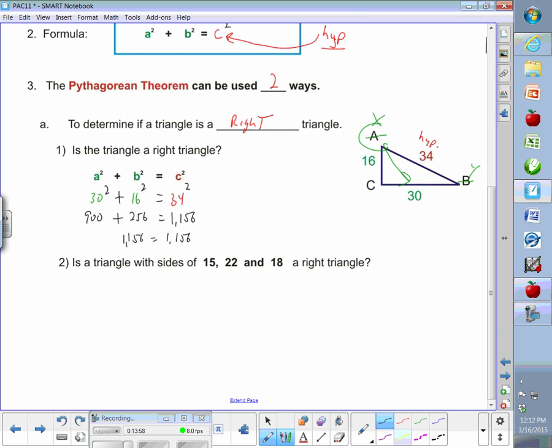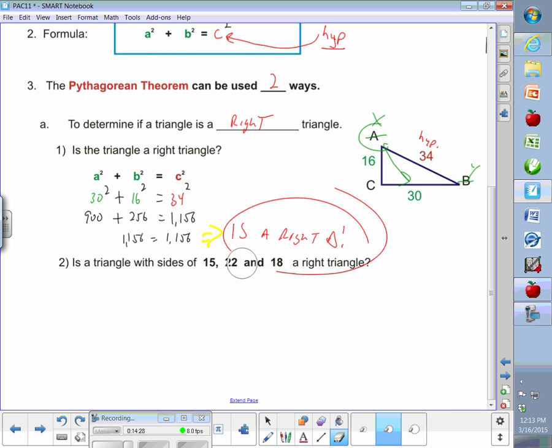It did. If it works, then it is a right triangle, because it only works for right triangles. If the Pythagorean theorem works, if the left side equals the right side, it is a right triangle. We got a true equation, 1156 equaling 1156. This thing is a right triangle.